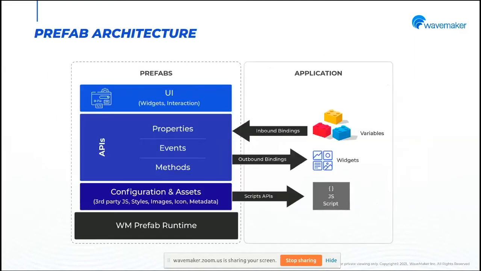Now let's look at the prefab architecture. So prefab architecture looks like this. It consists of a UI, which has widgets and interaction. It has a set of APIs, which help us in two-way communication with the application. So our prefab can pass data to the application, and application can also pass in some input data to the prefab by using these properties, events, and methods. We'll be looking at them in detail later.